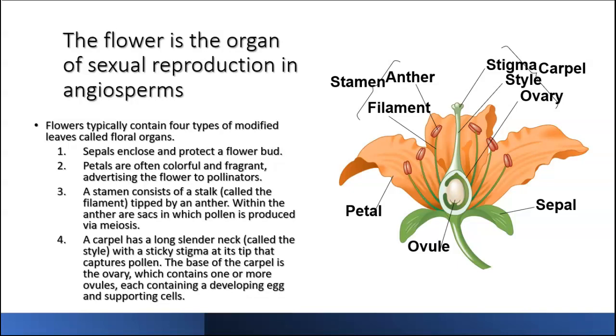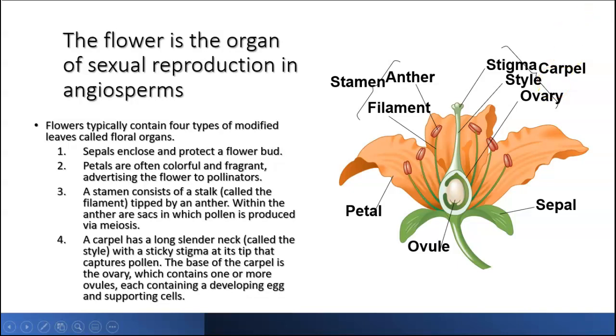Generally speaking, flowers have these floral organs that are made of modified leaves. Okay, you have sepals that enclose the bud. That's the little leaves that cover the bud of the flower. Petals, which are often colorful and fragrant, because that actually attracts pollinators. Pollinators are like insects and birds, and sometimes other kinds of animals as well.